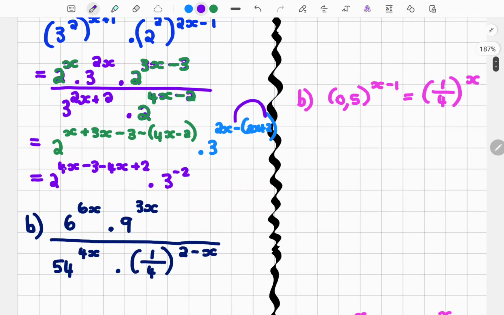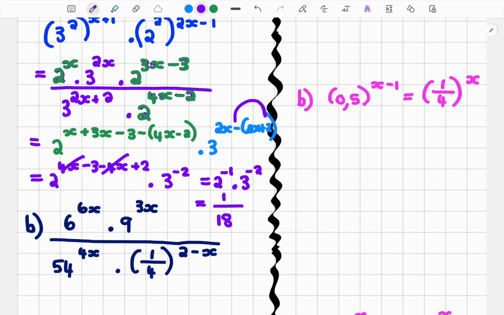Now we can simplify this. 4x minus 4x falls away, minus 3 plus 2 is negative 1. So my answer is 2 to the power negative 1 times 3 to the power negative 2. And that would give you 1 over 3 squared, which is 9. 9 times 2 gives you 1 over 18.